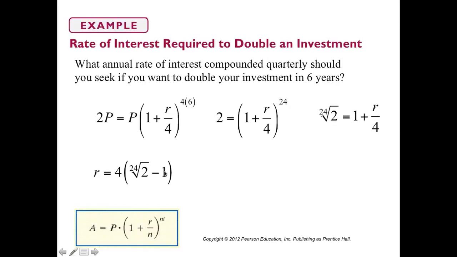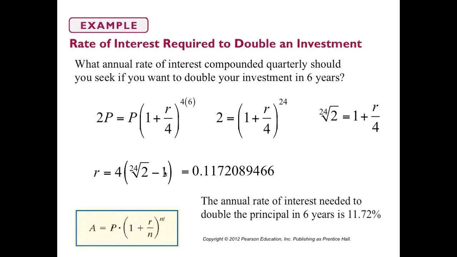Okay. Fourth objective is to determine the rate of interest or time required to double a lump sum of money. So for example, we want to know what annual interest rate compounded quarterly should you seek if you want to double your investment in 6 years. So we know we're going to be using our compound interest formula. It doesn't really matter what our principal is going to be. It's going to take as long to double it if you're going from $100 to $200, or if you're going from $10,000 to $20,000, it's going to be the same amount of time.